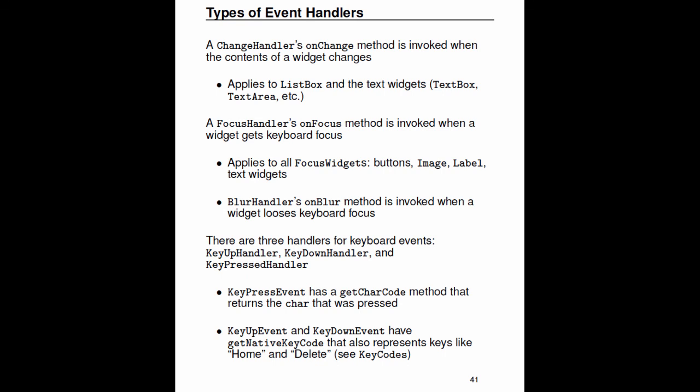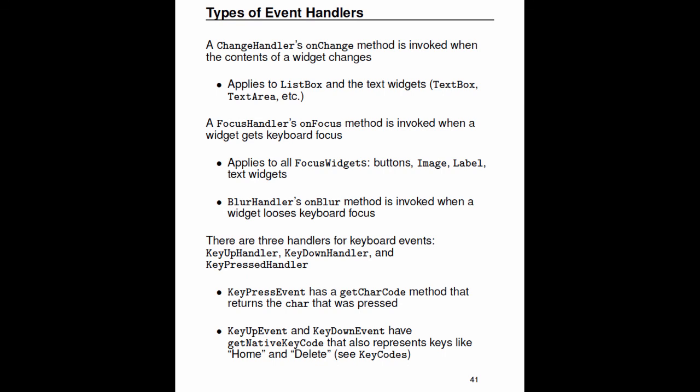So things like list box, text widget, text boxes, they all get these change events when things inside them change. Focus handler's on focus method is invoked when some widget gets keyboard focus, meaning that it's been clicked on or tabbed to. There's also a blur handler that gets invoked when a widget loses keyboard focus.